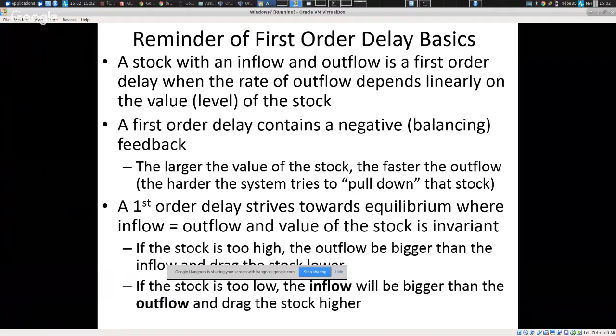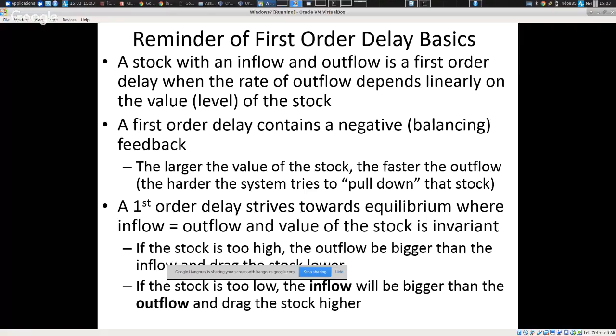Well, okay, but let's think why. If the stock value is smaller than its equilibrium, the outflow will be smaller than its equilibrium value, because remember, at its equilibrium, the two are equal. If the stock is smaller than its equilibrium, the outflow, which just depends linearly on the stock, is going to be smaller than its equilibrium value. And if the outflow is smaller than its equilibrium value, it's going to be smaller than the inflow.